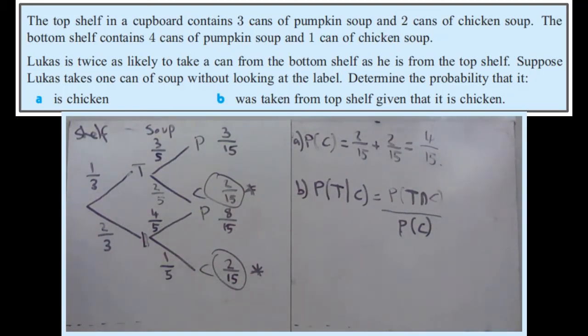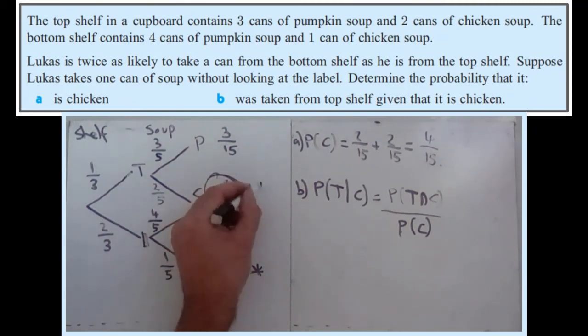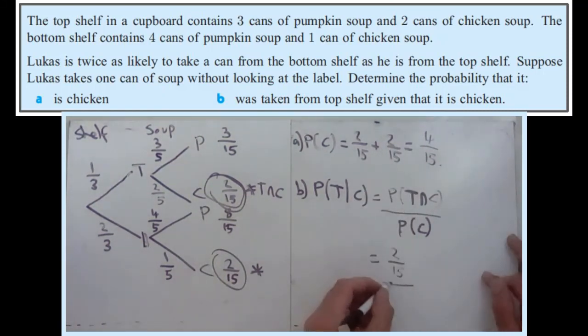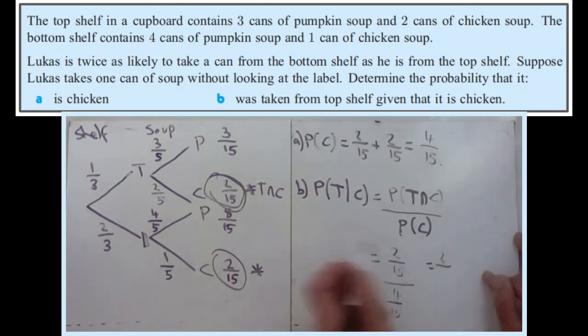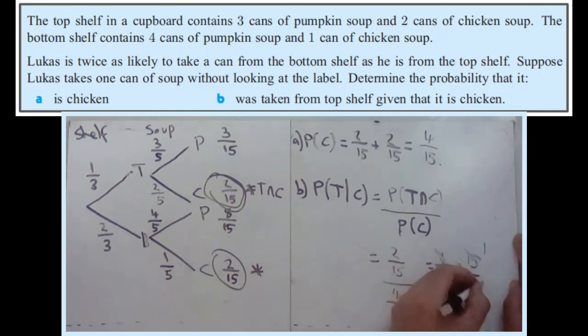So probability of top shelf and chicken, well, it's this number here, isn't it? This is top shelf and chicken. So probability top shelf and chicken is 2 over 15, over probability chicken, which is 4 over 15. That's the same as 2 over 15 times 15 over 4. The 15s cancel, and the 2 and the 4 can become a 1 and a 2. So the answer is 1/2.